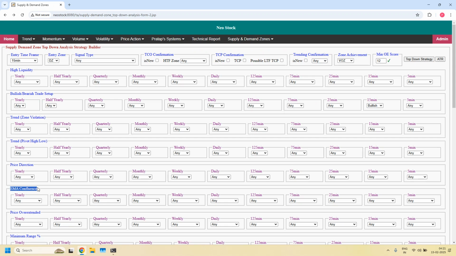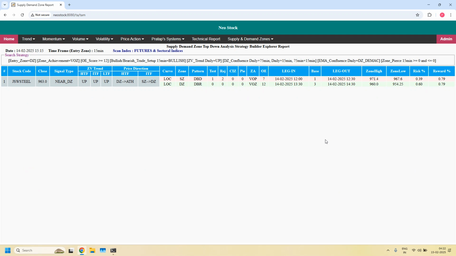Let us verify. Daily demand zone with daily EMA confluence, and trend should not be sideways on daily. It should be up because it is a bullish trade setup. So that one stock is filtered. That means it is an even more high probability trade setup supported stock. So this is a bullish trade setup for a daily income trade.